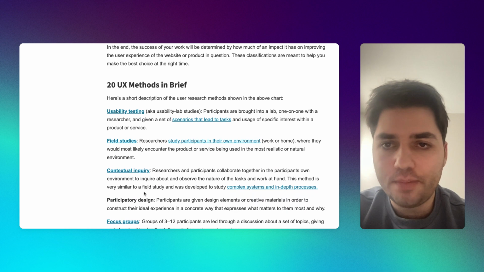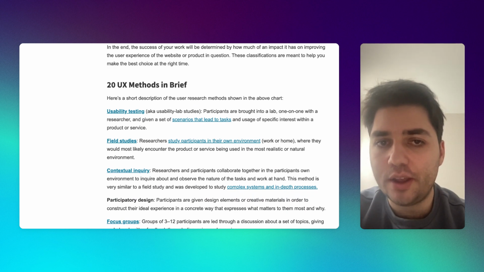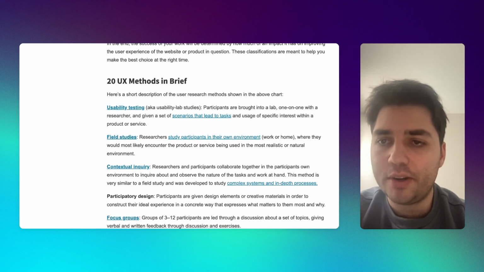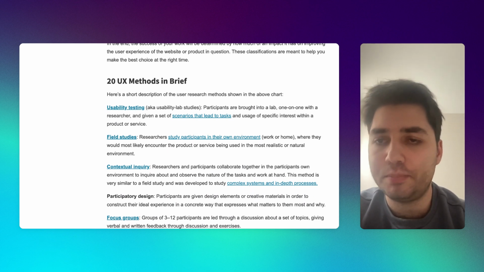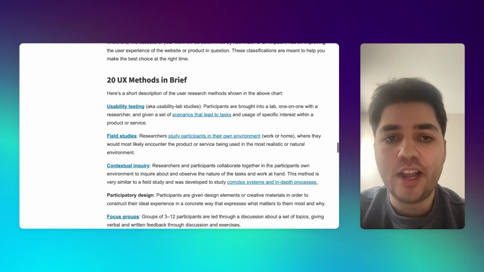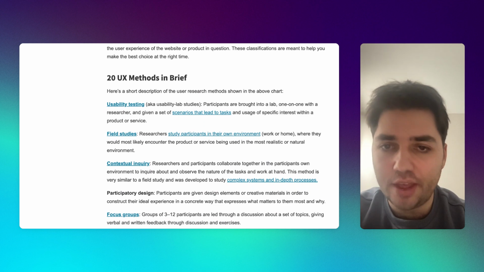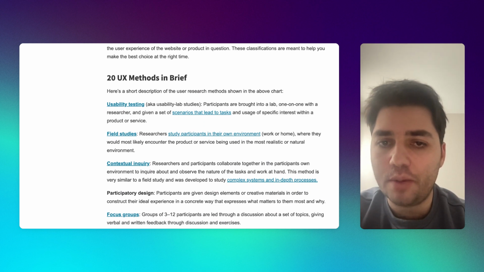The first is usability testing. And so these are one-on-one tests with a researcher, where a researcher often gives a specific scenario and tasks, and then they ask questions about that specific product or service. Field studies are when you look at participants in their own environment, and you want to create the most realistic specific scenario. Contextual inquiry is similar to field studies, where researchers and participants are working together to figure out and observe specific nature of tasks in their realistic habitat.